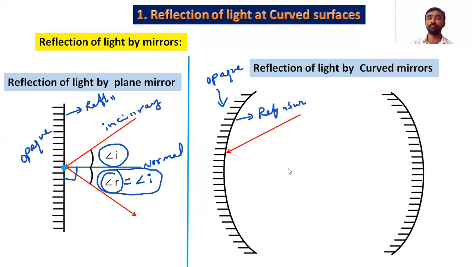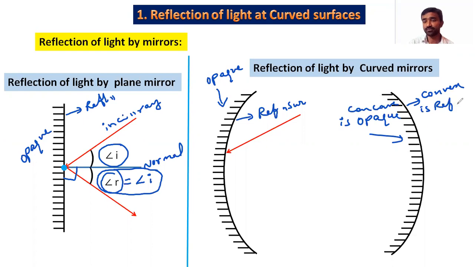So look at the right mirror. Here, which surface is opaque? This is opaque. The opaque surface is concave, right? So concave is opaque. Next, what about convex? Convex is the reflecting surface, right? Then what happens if you incident a ray of light? So there will be the same problem.